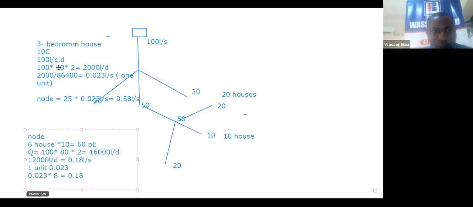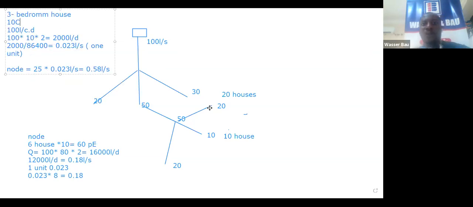Good. Let me move this. All of you can see that when I came here, the first thing I did was to calculate the value for the downstream. And when I came on board, I now added it to the value upstream.